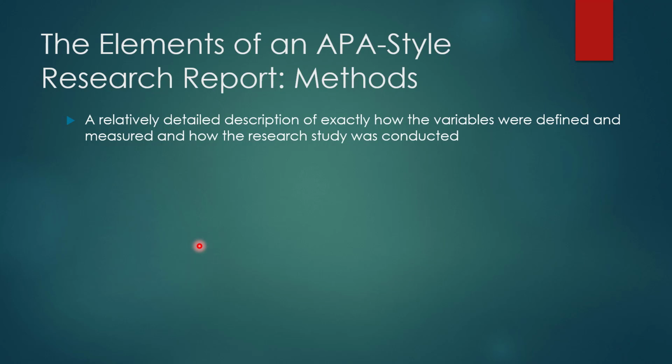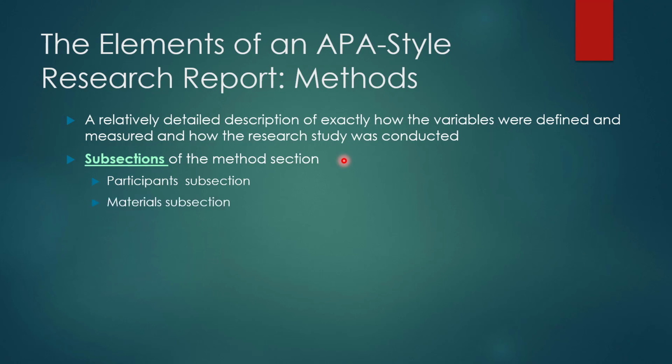So the methods section is going to be a relatively detailed description of how the variables were defined, how they were measured, and how the research study was done. The goal is that somebody can read this methods section and replicate your study. So we're going to have subsections of the methods section. We're going to have a participant section, a materials subsection, a procedure subsection, and a design and statistical analysis.